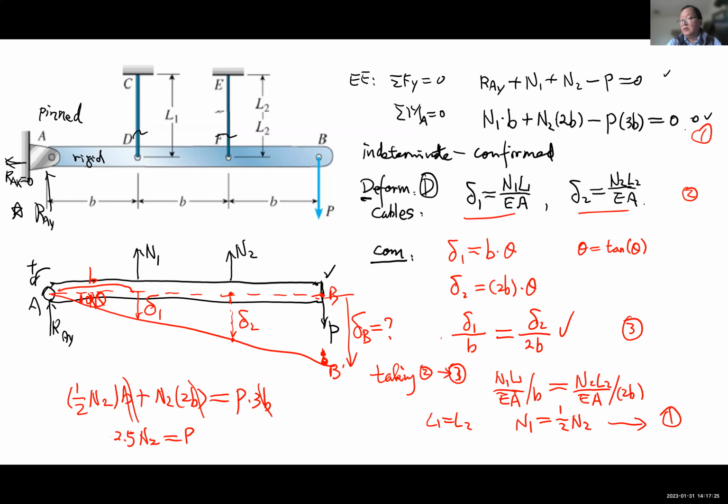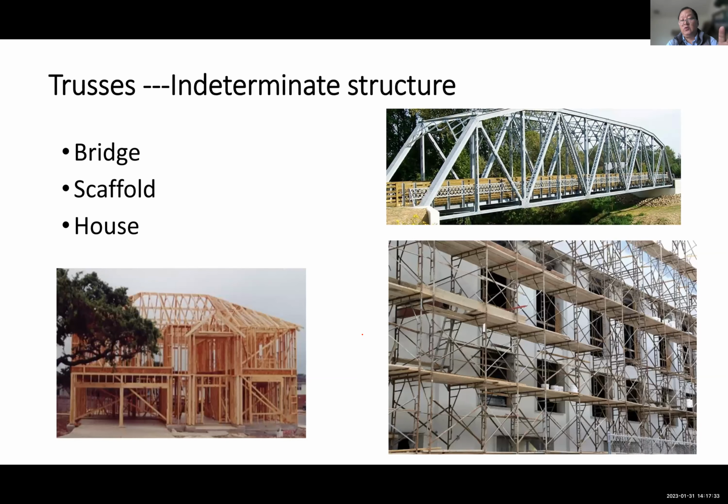Our time is up, but I just want to quickly show the last slide. We'll talk more next time, but here I just give you a type of indeterminate structures that we use very commonly, called the truss system, or truss structure, or just trusses. You can see here either a bridge, with many bars connected, or the scaffold, or the pieces of wood in the building. So these are all indeterminate structures.